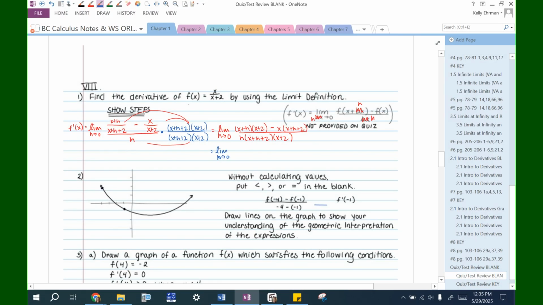Keeping limit notation, this becomes x squared plus 2x plus hx plus 2h. Did I get them all? x squared, 2x, hx, yeah. And then minus x squared minus xh minus 2. Do not FOIL anything in the denominator together. We're hoping that we can cancel this h out somewhere.